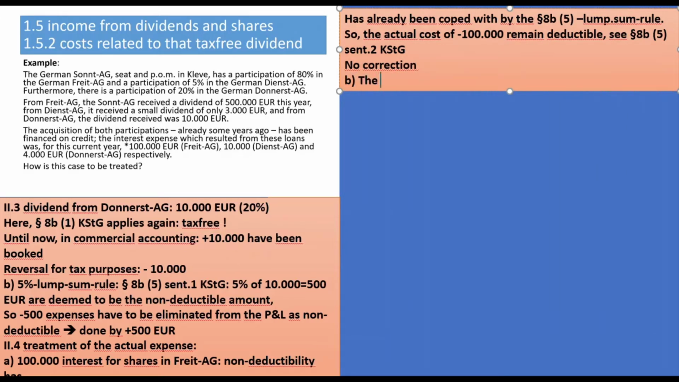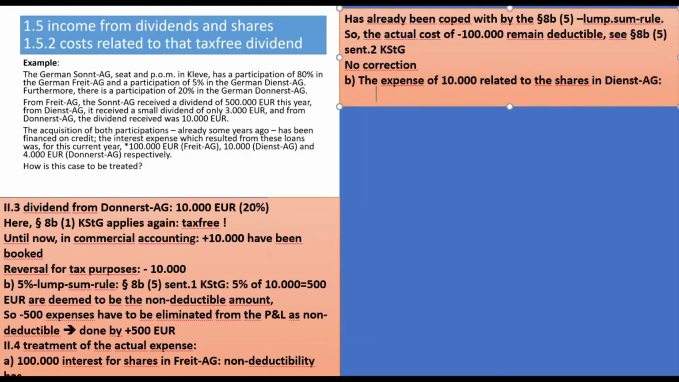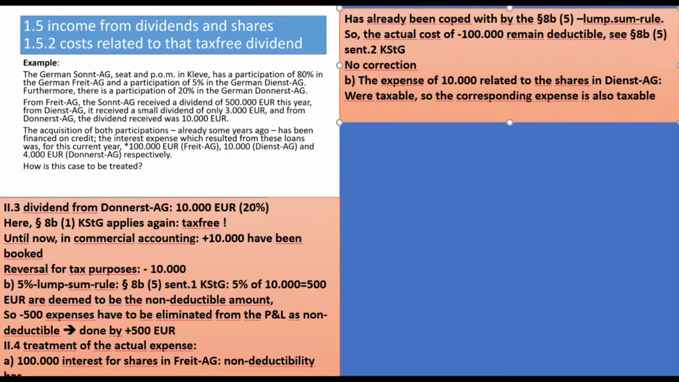B, the expense of 10,000 related to the shares in Dienst AG. Well, these shares were taxable, so the corresponding expense is also taxable. It does not matter that we end up below zero. If in the long run it is expectable that we have an overall profit also here, a year where you have more costs than income, than revenue, also fully counts.